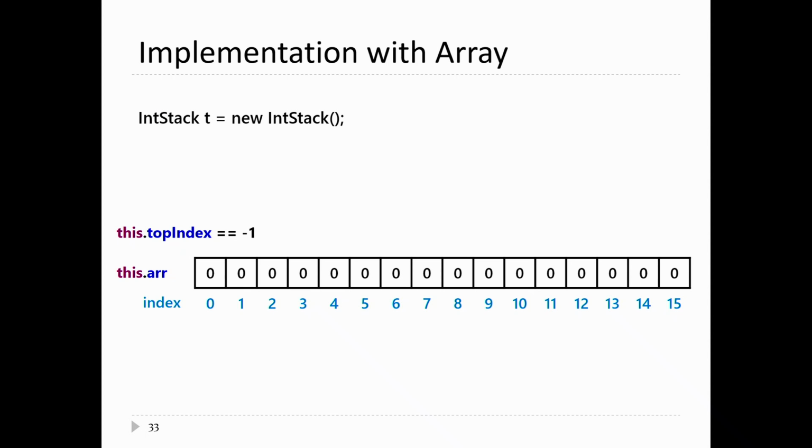So that's the picture of the memory of your stack when you make an empty stack. Top index is minus 1. I've got an array of size 16. All the values are 0 because that's what Java does when you make a new int array. It sets everything to 0 for you. The numbers in the boxes are not important for our purposes. The fact that these are all zeros doesn't matter, because when I put something into the array, I'm just going to overwrite that value anyway.